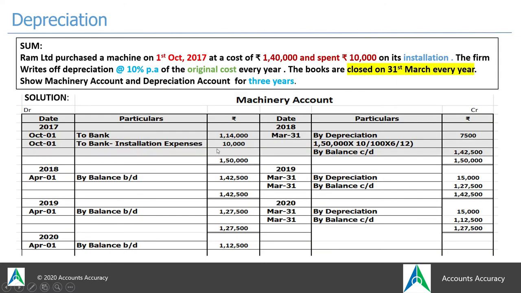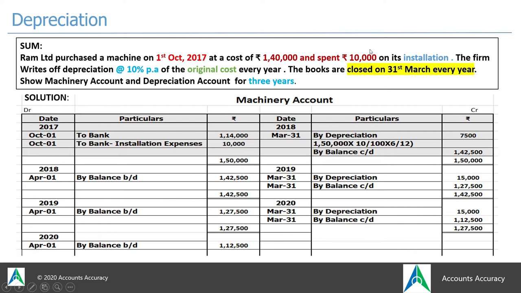Just understand straight line method with this sum. Here, as I told, depreciation is calculated on original cost. That means it's a straight line method where you have to calculate the depreciation on the original value of the asset. You can see here Ram purchased a machine on 1st October 2017 at a cost of 1,40,000. So this is the amount of the machine.